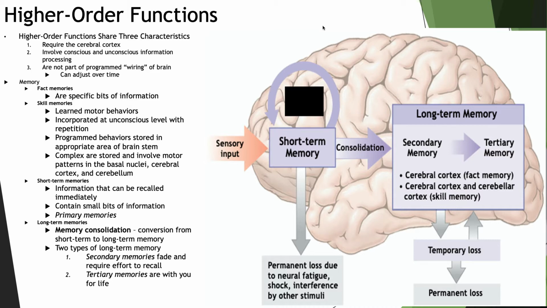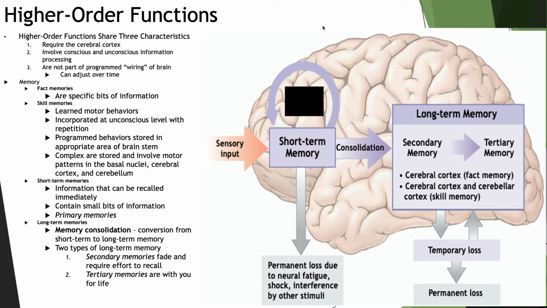Skill memories related to programmed behaviors, such as eating, are stored in appropriate portions of the brainstem. Complex skill memories involve the integration of motor patterns in the basal nuclei, the cerebral cortex, and the cerebellum. Two classes of memories are recognized.